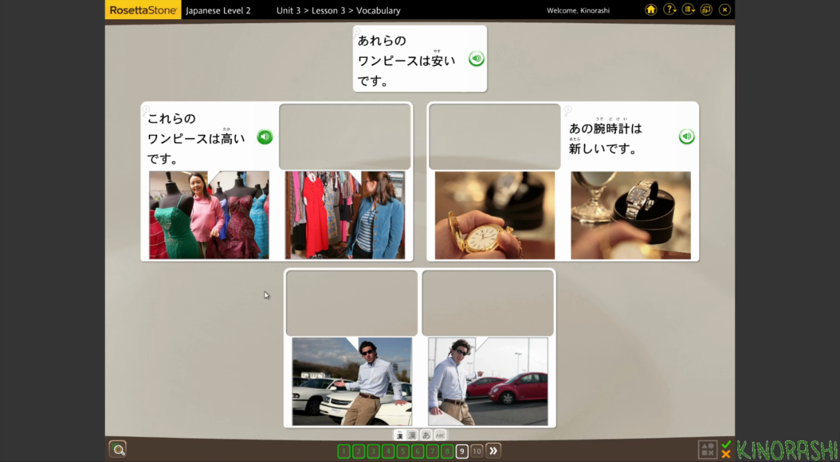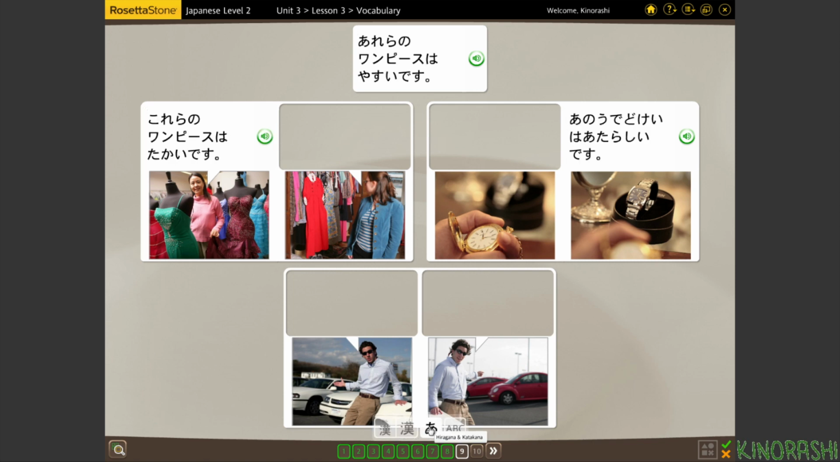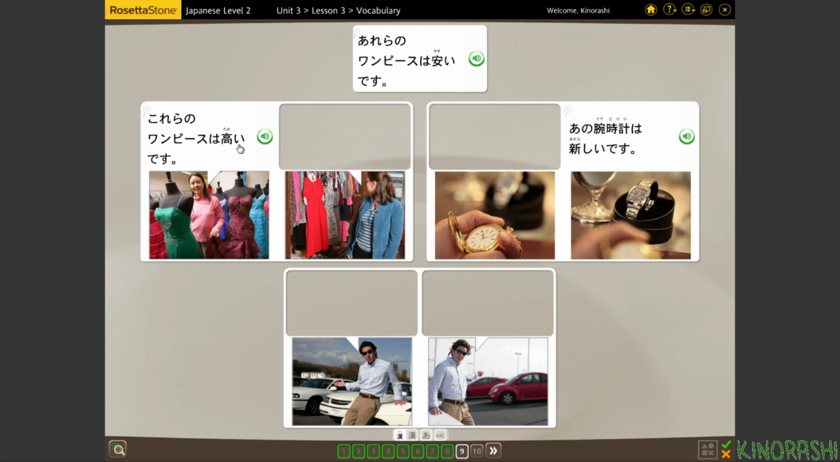I guess you can think of this symbol as like a multi-story building. And you know it's expensive to build a multi-story building, so hence takai, expensive.